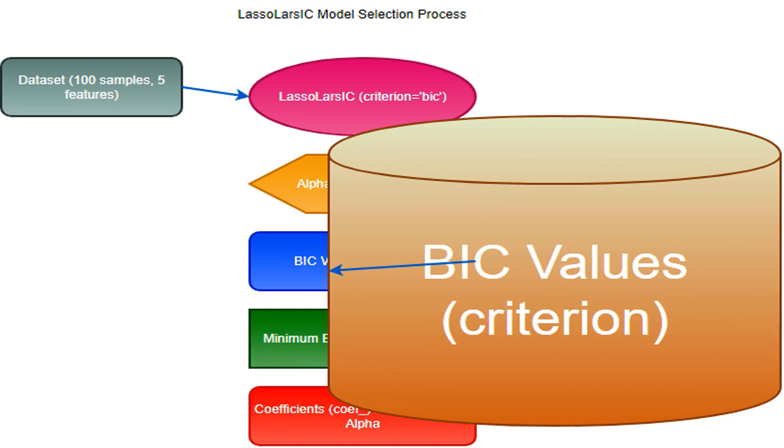I store all the BIC values calculated for each alpha in the criterion attribute. This helps me see the full BIC path, allowing me to select the best alpha. This attribute is vital for making informed model selection decisions.